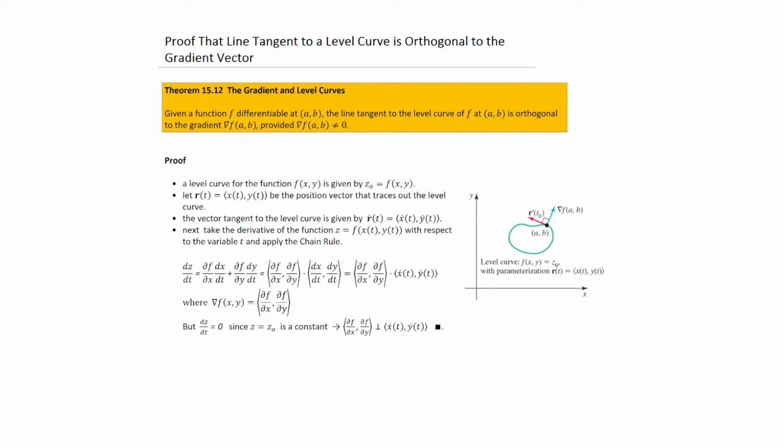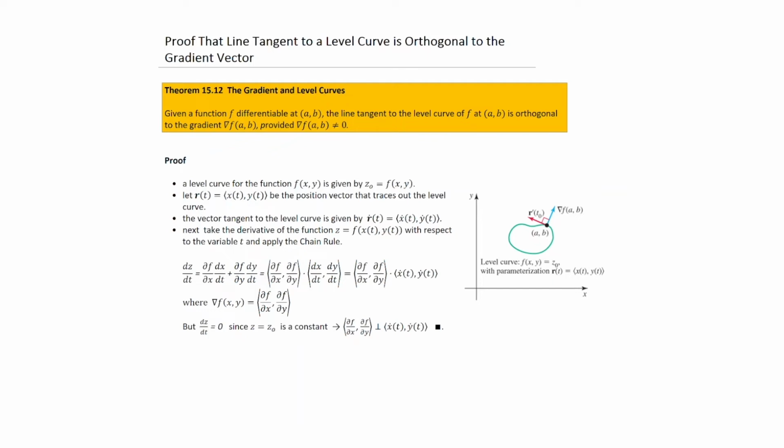A level curve for the function f of x, y is given by some constant z0 equals f(x, y), which means you could, in principle, write y as a function of x for a given constant z0. So we're going to let r(t) be (x(t), y(t)), t being a parameterization variable. It's a position vector that traces out the level curve. Okay, so it's perfectly arbitrary at this point. So the vector tangent to the level curve, we've shown before, is given by taking the derivative of that position vector with respect to the parameterization variable. So that would be (x dot of t, y dot of t).